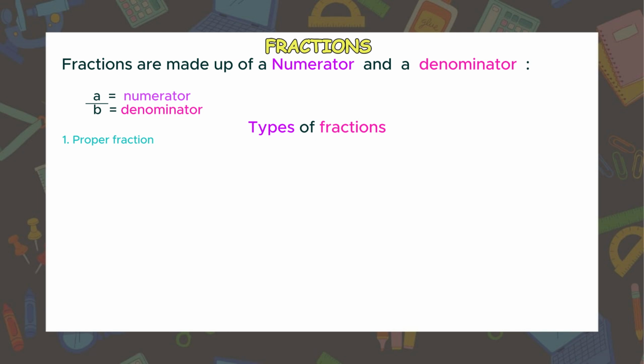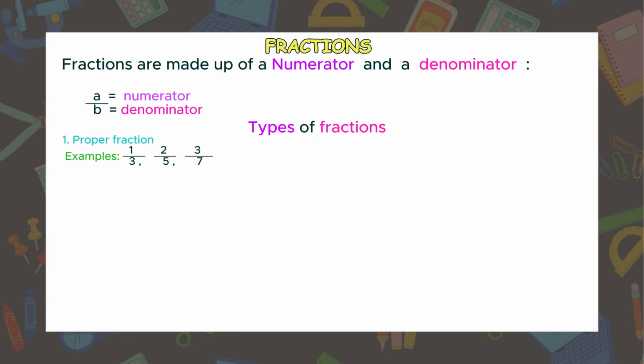Now, examples of proper fractions. When we have 1 over 3, 2 over 5, 3 over 7, all these are examples of proper fractions.